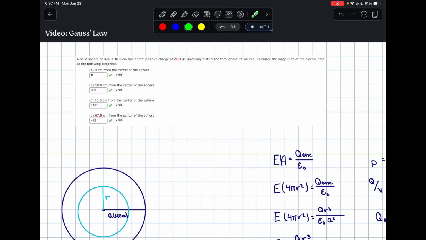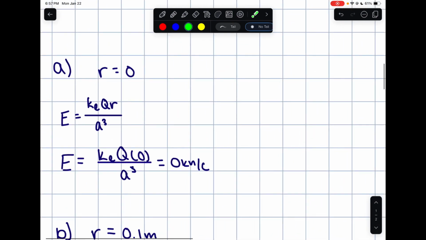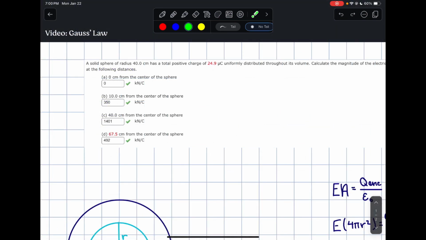So now with our derived equation, we can find the magnitude of the electric field 0 centimeters from the center of the sphere. This is our easiest problem because if we just plug in 0 for r, it's going to equal 0 kilonewtons per coulomb.